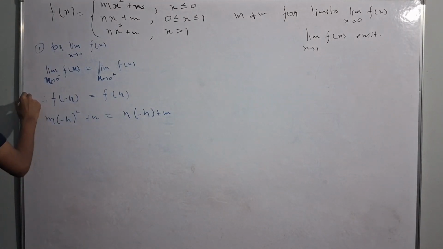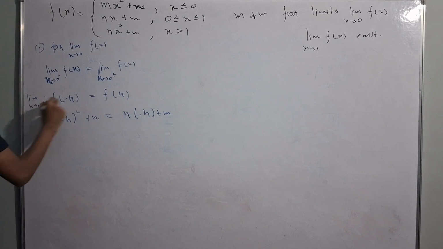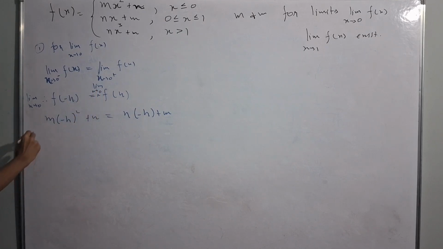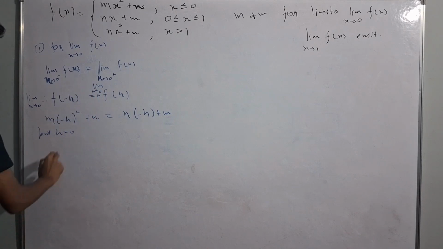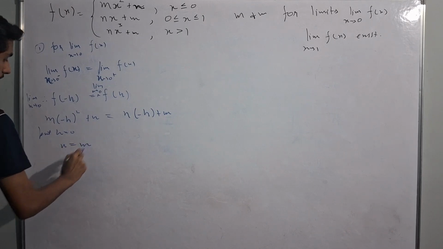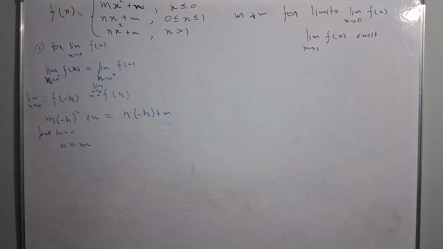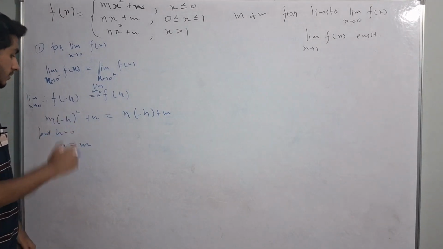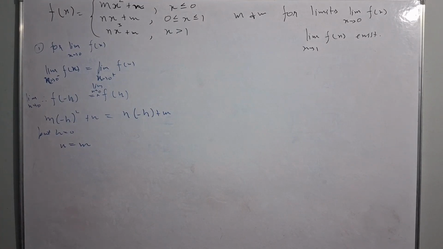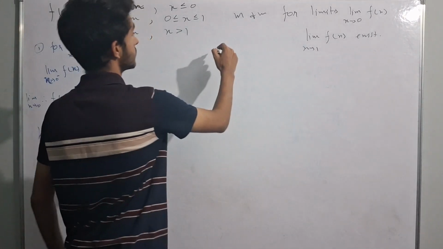So we also have to write limit h tends to 0 and limit h tends to 0. So put h = 0, this gets cancelled, this gets cancelled. So we get n is equal to m. So for limit x tends to 0 of the function of x, for it to exist, in the first case n would be equal to m. For the second case, let's see.